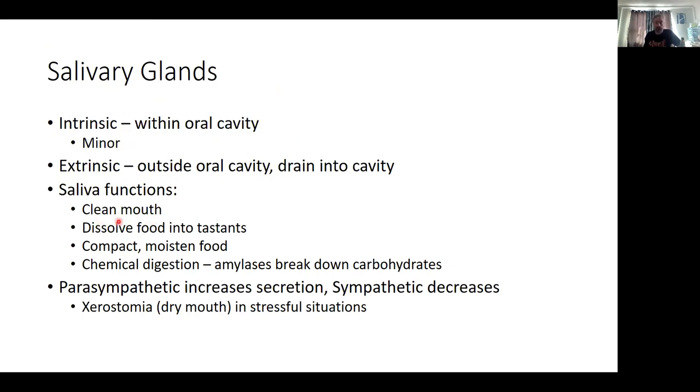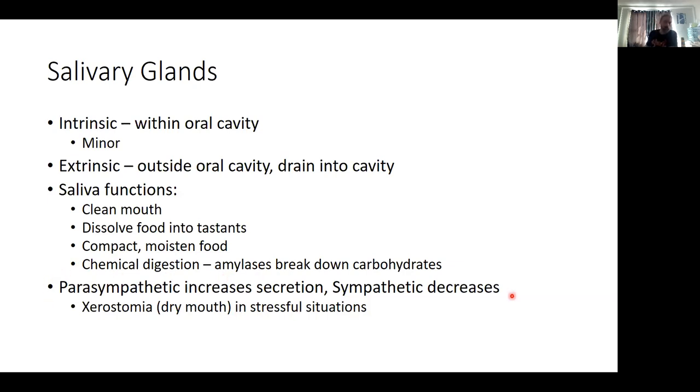Functions of saliva: it helps clean your mouth out. It provides a watery solution for food to dissolve into tastants so we can taste. It helps to compact and moisten food as we form it into a bolus. And we do have some digestion here, not of fats, but of carbohydrates, using a class of enzymes called amylases. So if lipases break down fats, amylases break down carbohydrates.